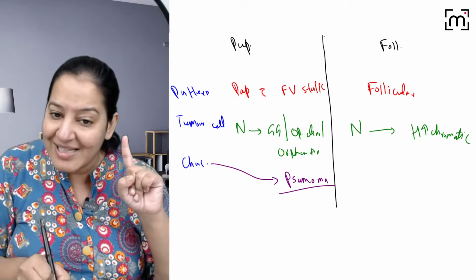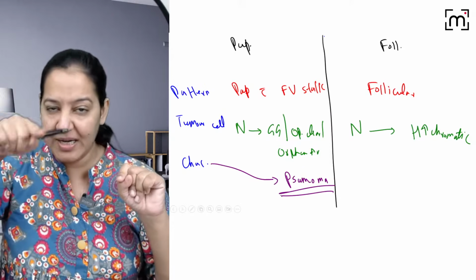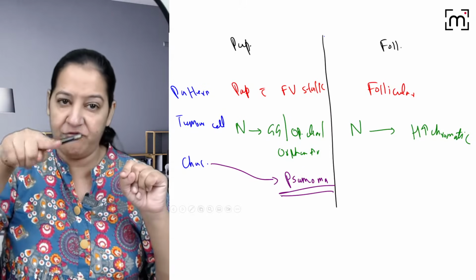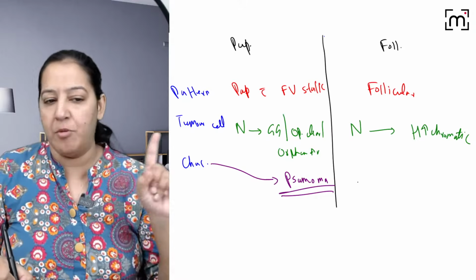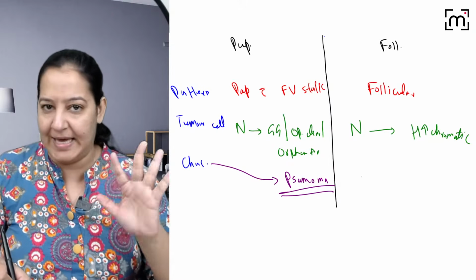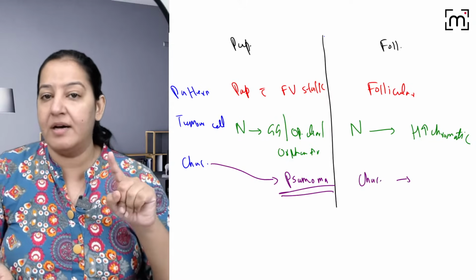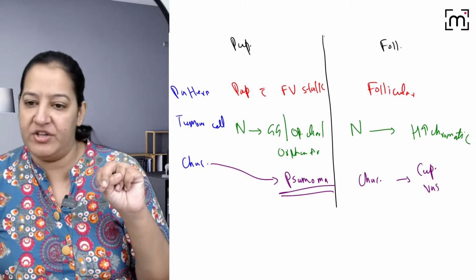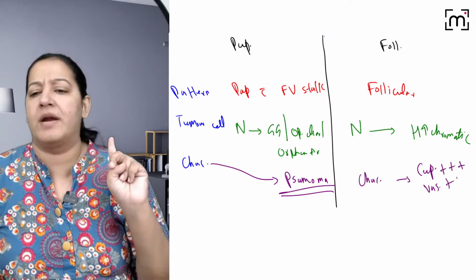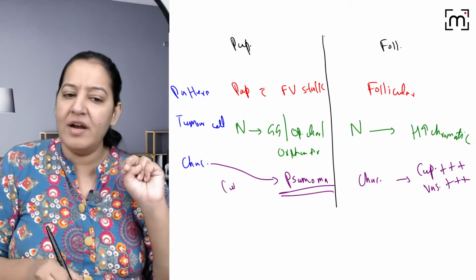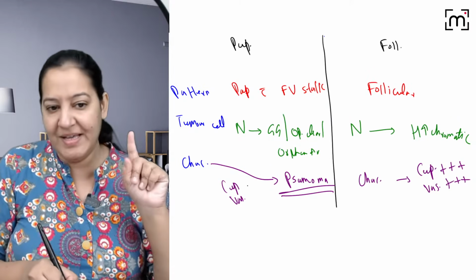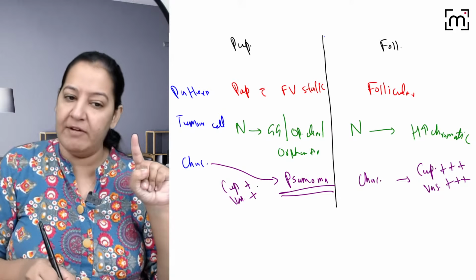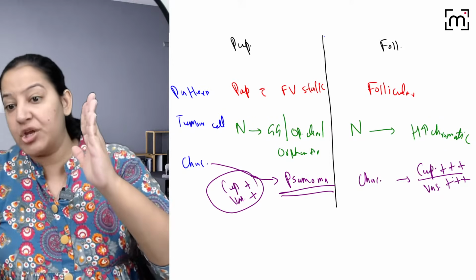Psammoma bodies means calcification, in the form of rings, in the form of spherules. Here, there are no Psammoma bodies. The characteristic feature here is two invasions: capsular invasion and vascular invasion. Very prominent, right? I must say capsular and vascular invasion is present here only. Please understand, it is there in papillary but not very prominent. I will give 1+ only, but here I will give 3+.